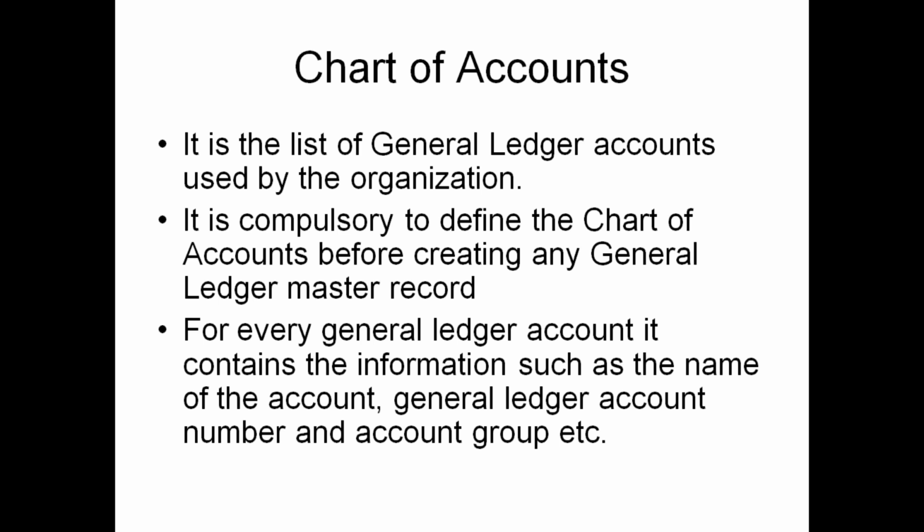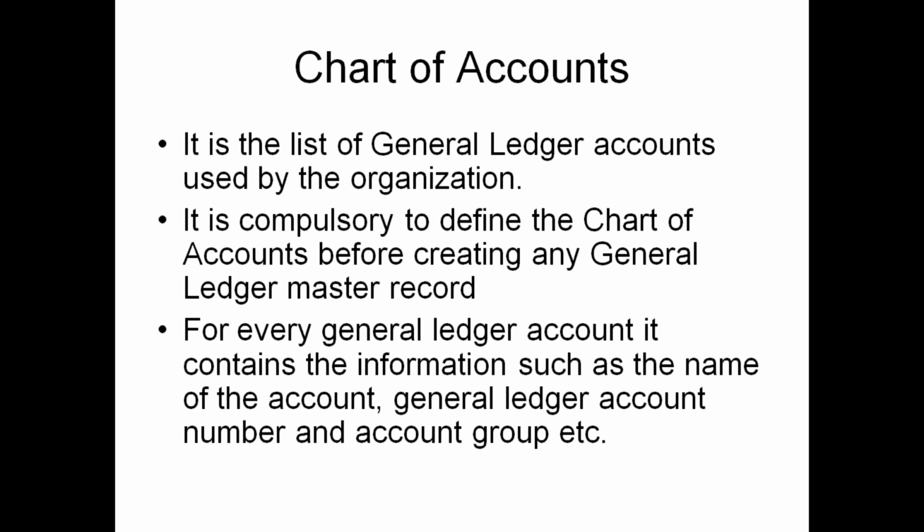So here it is saying what we mean by the chart of accounts. It is nothing but a list of general ledger accounts used by the organization, and it is compulsory to define the chart of accounts before creating any GL master record. So when you are going to create any master record which you will use for posting transactions, for accounting postings, it is mandatory that you mention this chart of accounts and assign it to the company code. For every general ledger account, we'll have information, and this information could be the name of the account, the account number, and the account group.